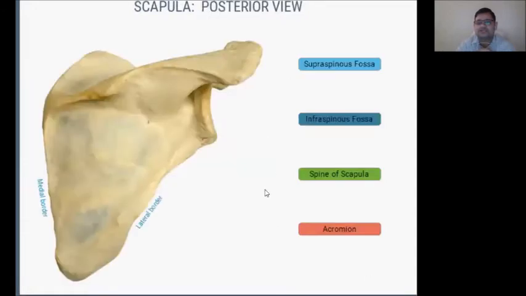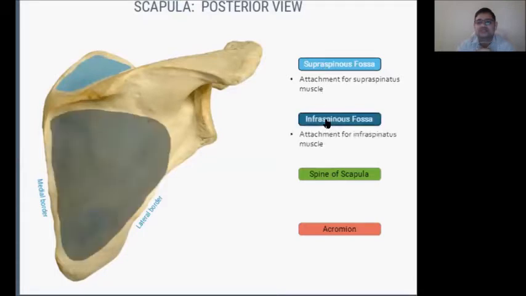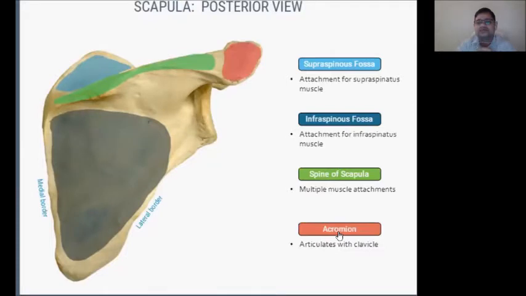Now talking about the posterior side, you can see there is supraspinous fossa. This is for the attachment of the supraspinatus muscle. Then infraspinous fossa, that is the attachment for the infraspinatus muscle. Then spine, again especially for the deltoid and trapezius, the attachments are specifically here. Then again the acromion you can see from the posterior side. In this particular diagram, you can also see the lateral border, the medial border, the upper will be the superior border, and this is the tip. Okay, I'm only going to discuss whatever is shown in this particular diagram.